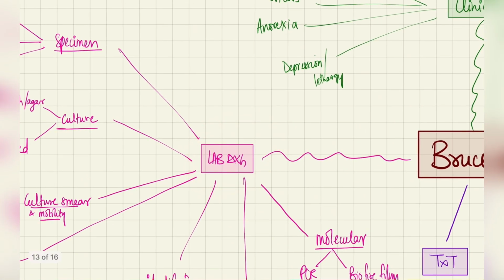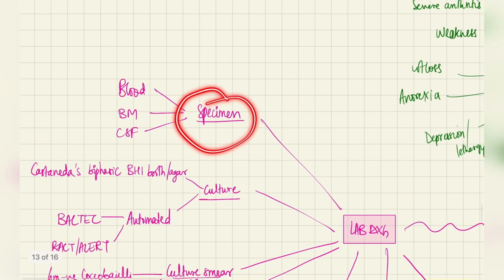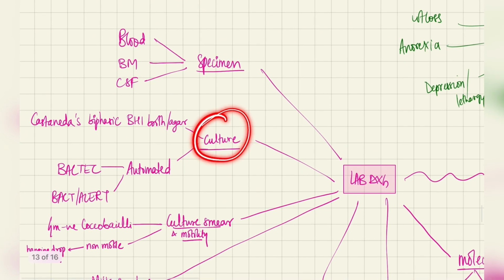Finally, coming to the lab diagnosis, the specimen can be taken from blood, bone marrow, or CSF. And you can culture the organism on Castaneda biphasic BHI broth or agar.